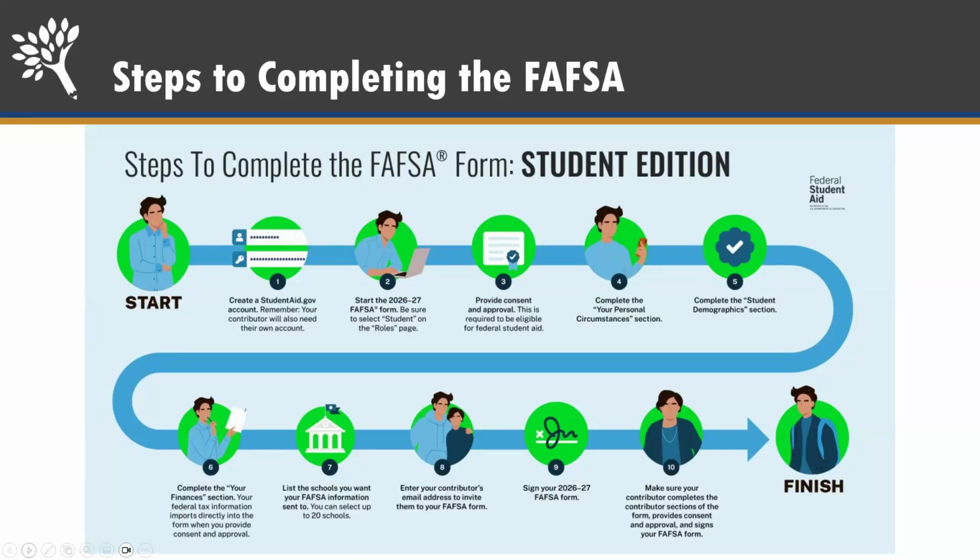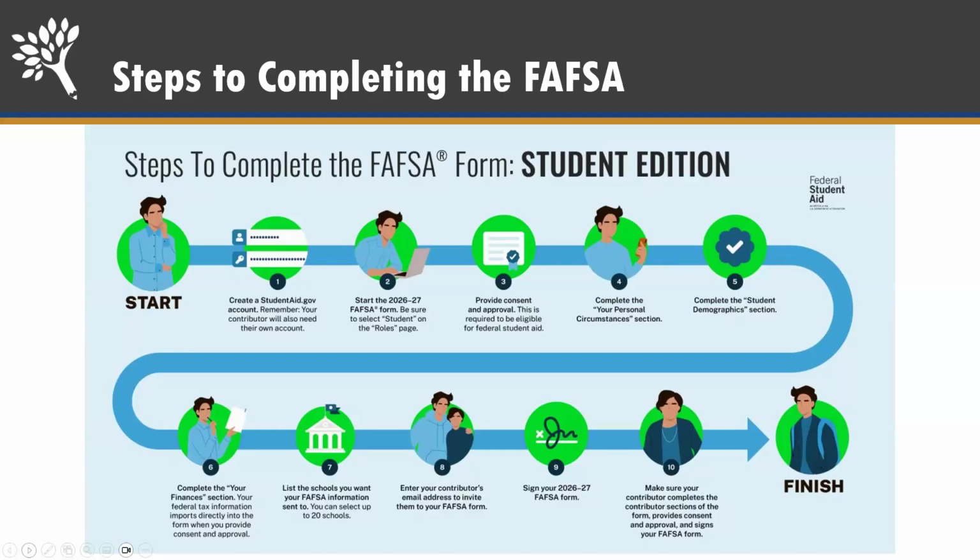Then, once you create an account, you're going to start the 2627 FAFSA. I know that sounds super futuristic, but seniors, this is when you're going to be in college or career school. In the application, you're going to have to provide consent and approval to import your information directly from the IRS into the application. We'll talk more about that when we walk through it. Then you're going to complete your personal circumstances section and the demographics section. You'll also have some financial information that you're going to need to add to the application.